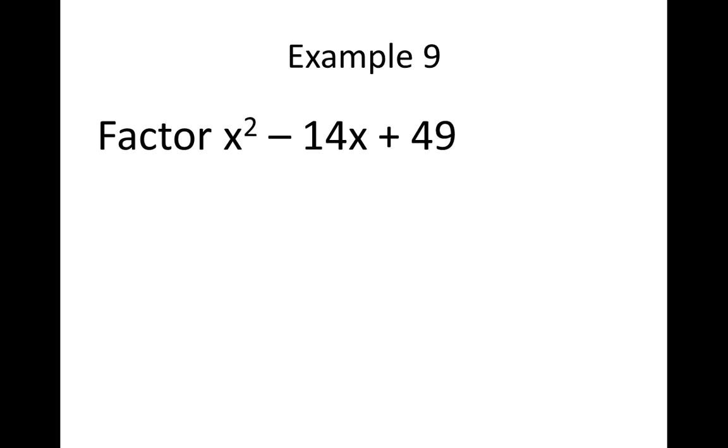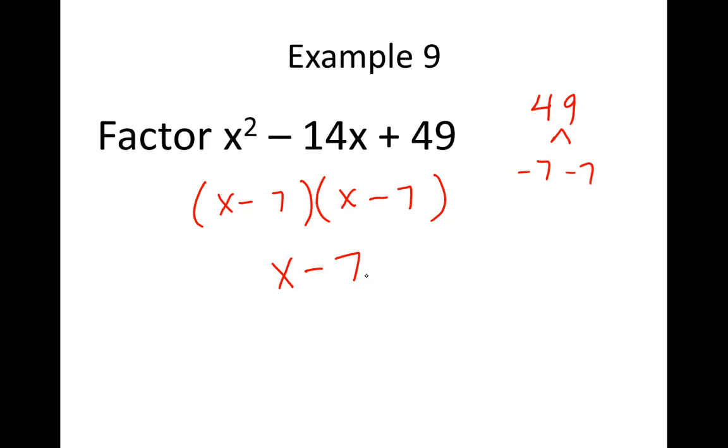Pause the video here, see if you can get it. Alright, welcome back. So I'm going to get x minus 7, x minus 7, right? Because we factor 49 into 7 and 7, and if they're both negative, we end up getting the sum of negative 14. So I can rewrite this as x minus 7 quantity squared.